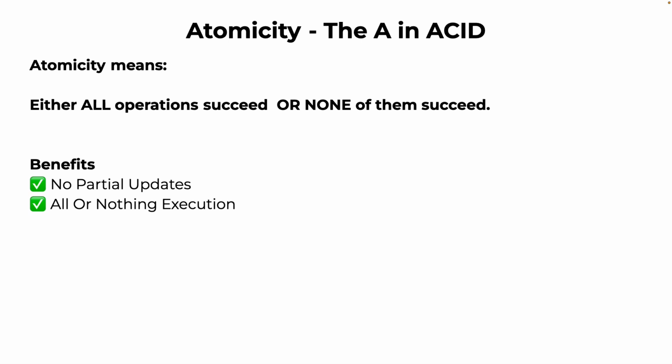So atomicity is not a code that you have to write in your Node.js or JavaScript or in any of your programming language. It's a concept that is used in our database that does either all operations succeed or none of them succeed. So what is the benefit of this? The benefit is there are no partial updates and you are sure that everything that is executed is correct as per the data.